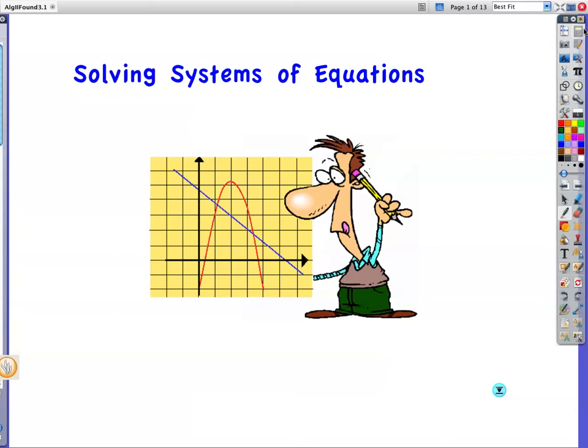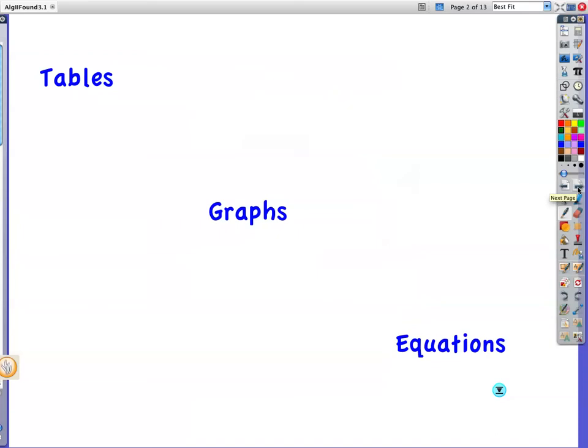Equations. That's basically this whole chapter. In these next three sections, we're going to use tables, graphs, and equations. And in this section alone, we're going to talk about how to solve a system using tables and how to solve a system using graphs. This will come later. This will actually be 3.2.